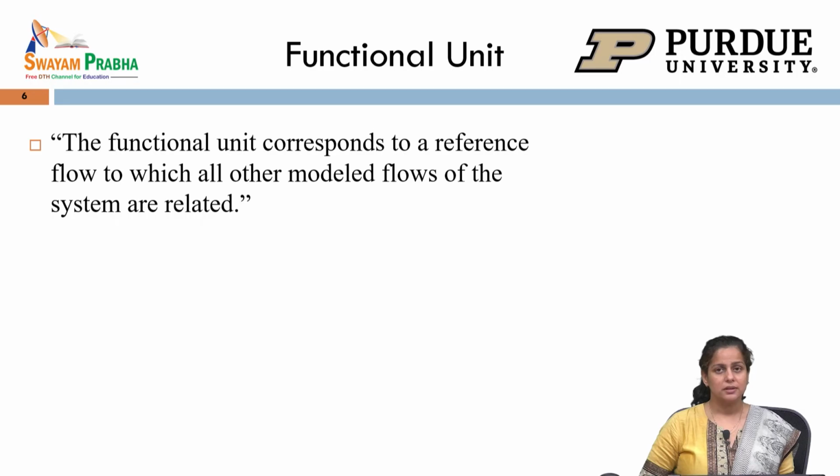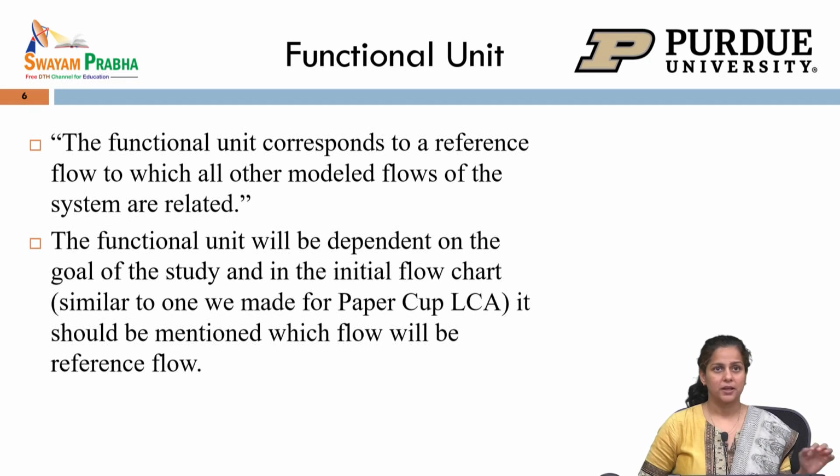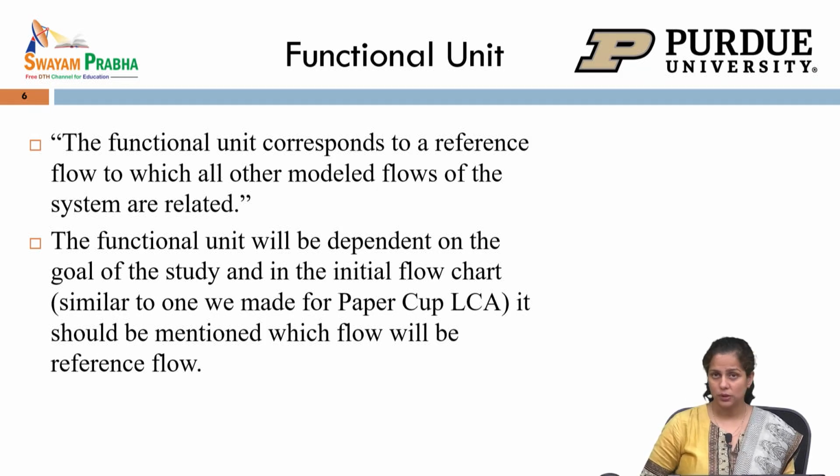Why are we not saying a particular unit of product, but we are saying functional unit? The functional unit will be dependent on the goal of the study, and in the initial flow chart, it should be mentioned which flow will be your reference flow. So, when we made the paper cup LCA system boundary, our output was 1 paper cup. In that case, we could say that our functional unit is 1 paper cup, but that will not be completely right. We will see why it is not completely right, based on the goal of the study.